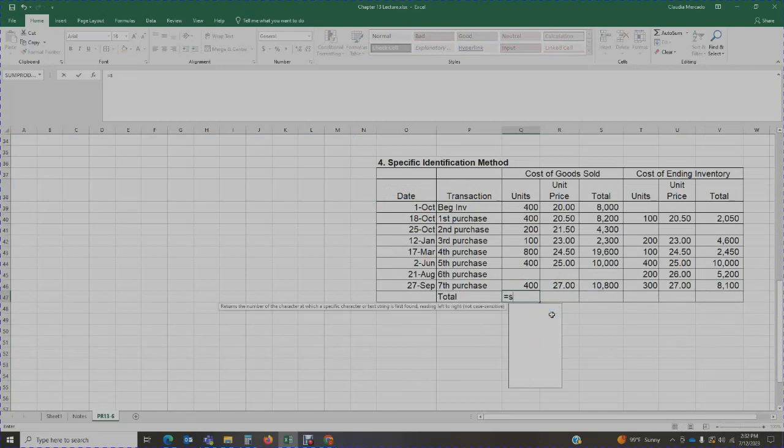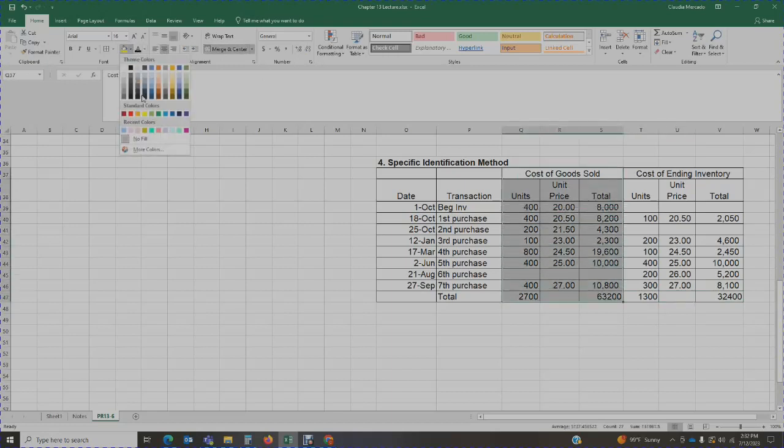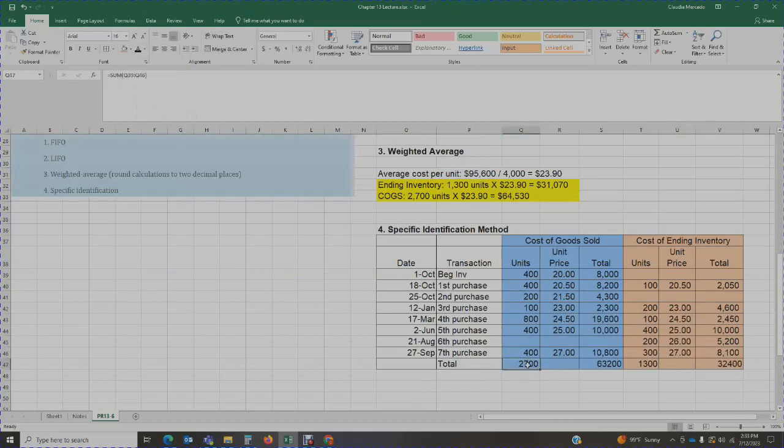So once we're done, we're going to add them up because we need to get the same amount. This is my cost of goods sold. This is my cost of my ending inventory. Okay, so I want to report that I have sold 2,700 units at a cost of $63,200, and I still have 1,300 units remaining on hand, valued at $32,400.